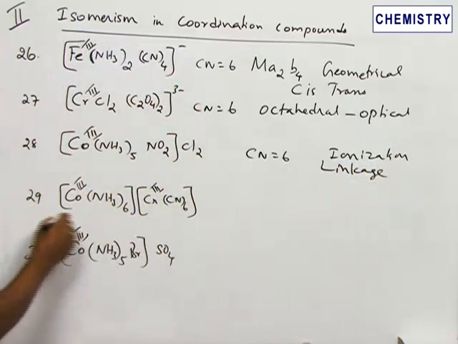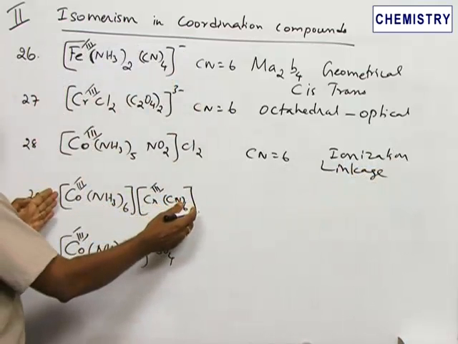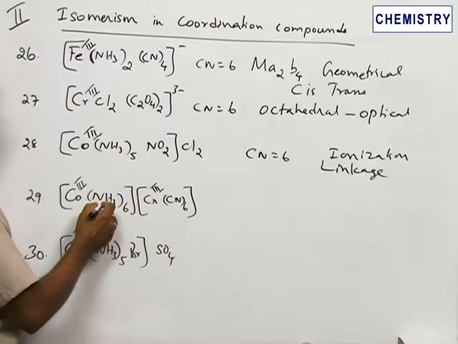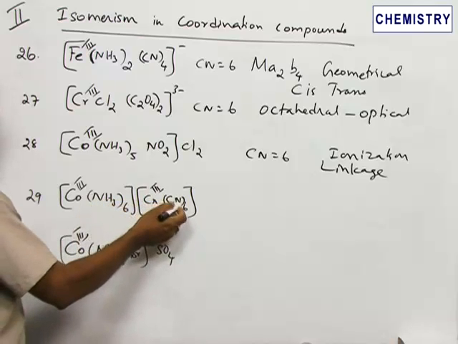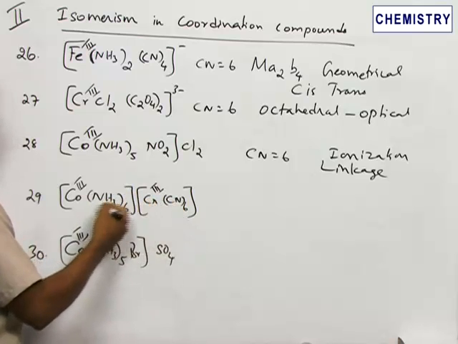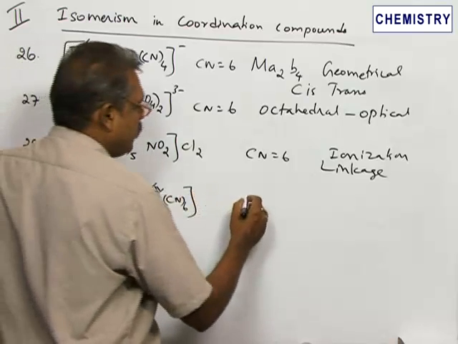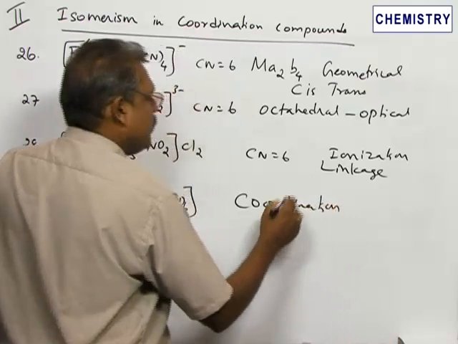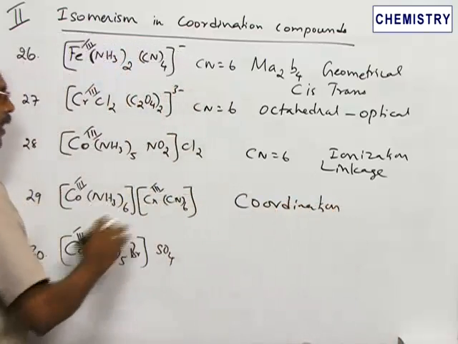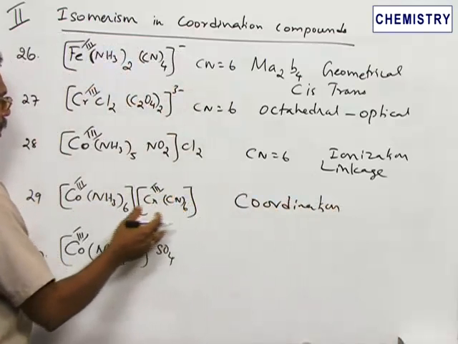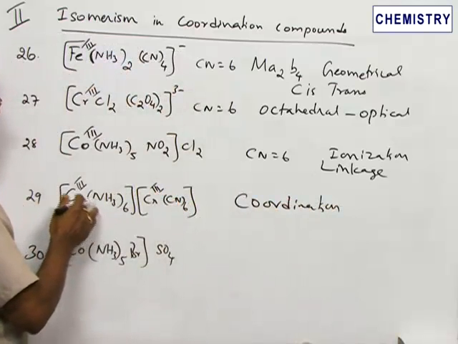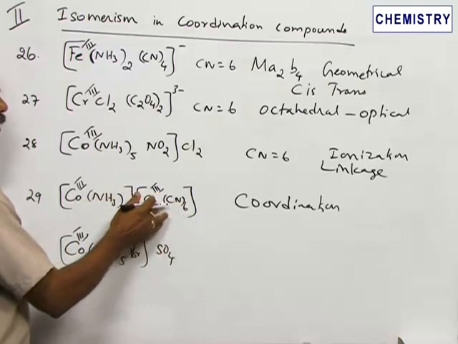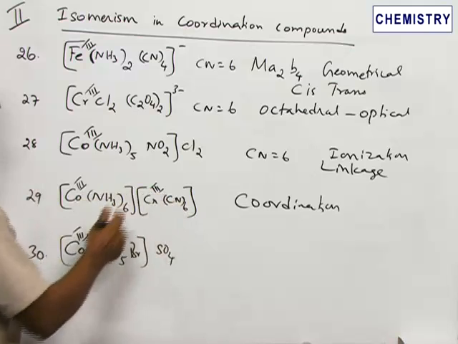And number 29, here two complexes are involved and the exchange of ligands can take place. This amine can go to the other side and cyano come inside here, and this type of isomerism is called coordination isomerism. Coordination isomerism involves exchange of ligands between the central metal ions. When CN comes here, the cobalt is linked with the cyano, and amine goes there, amine is linked with the chromium central metal ion.